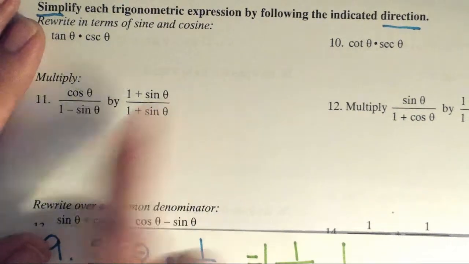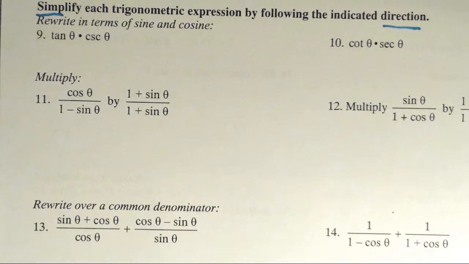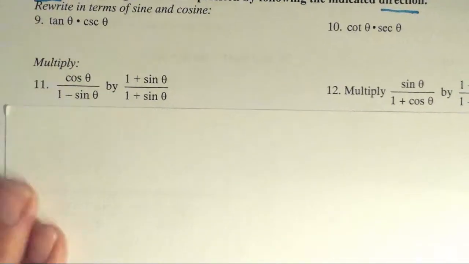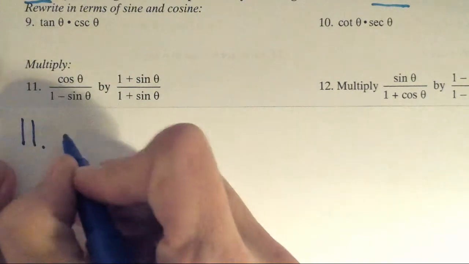So I know some of y'all wanted to cross cancel and get rid of stuff, but that defeats the purpose. They want me to actually go through and multiply. So that's what we're going to do. I'm going to go to number 11 again, even though I did it in class. So number 11, I'm going to write down what I'm about to do.